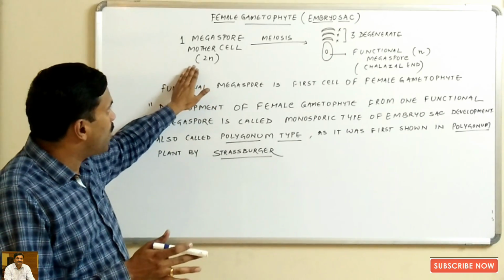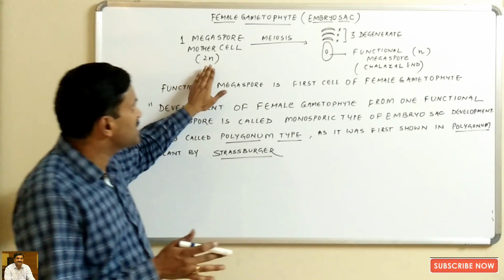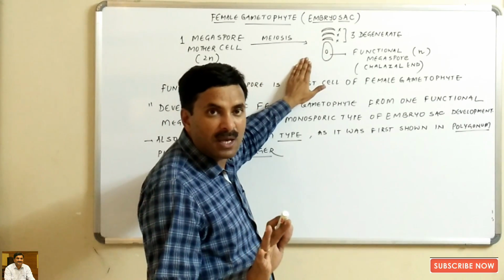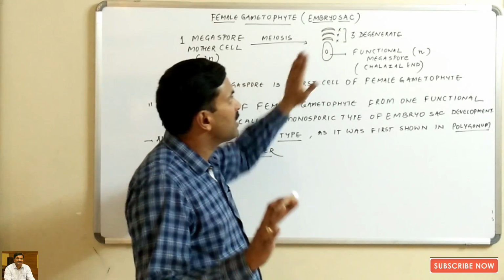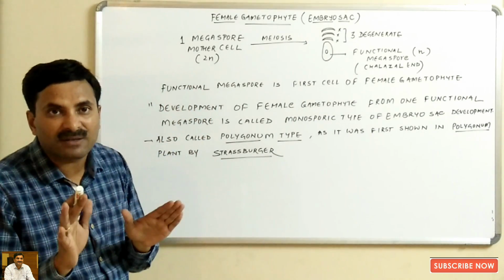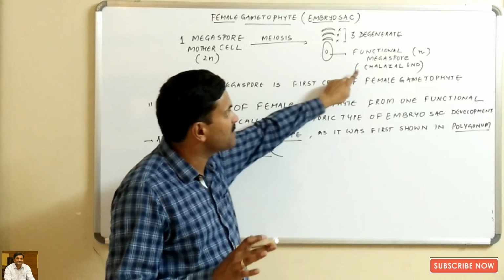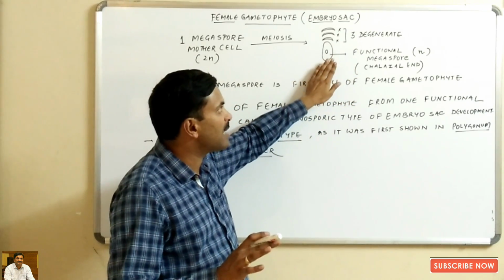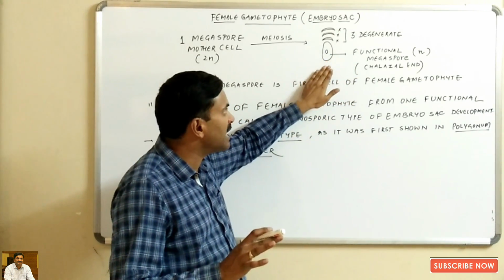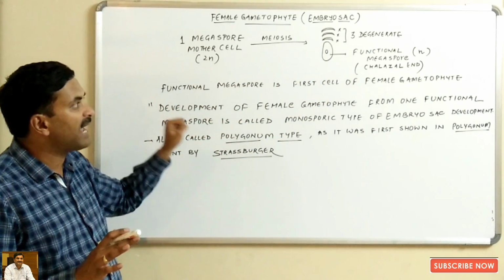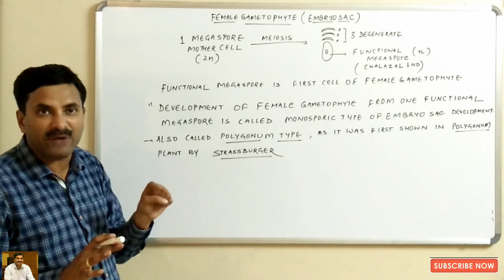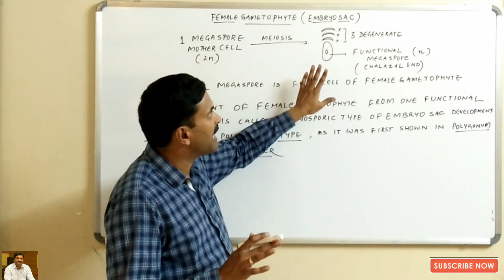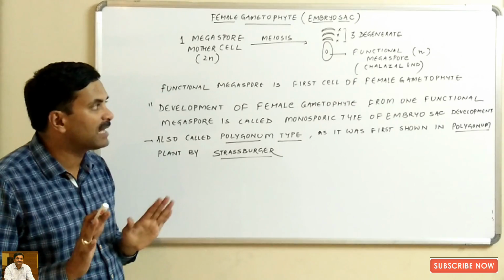Now, one megaspore mother cell, which is diploid, undergoes meiosis to form 4 megaspores. But out of the 4 megaspores, 3 degenerate. One megaspore, which is present towards the chalazal end, remains functional, and this haploid functional megaspore acts as the first cell of the female gametophyte. This means this functional megaspore will form the embryo sac or the female gametophyte.